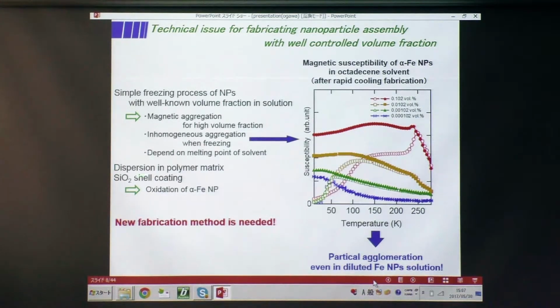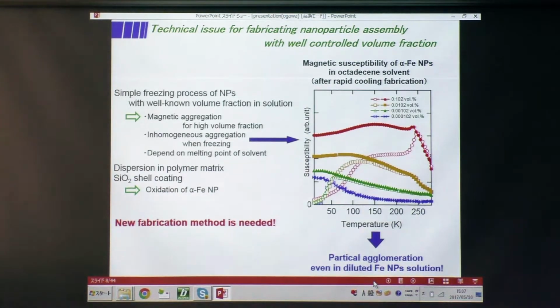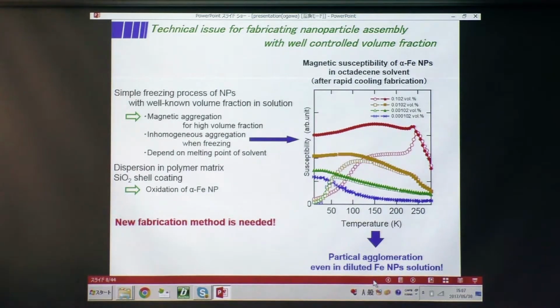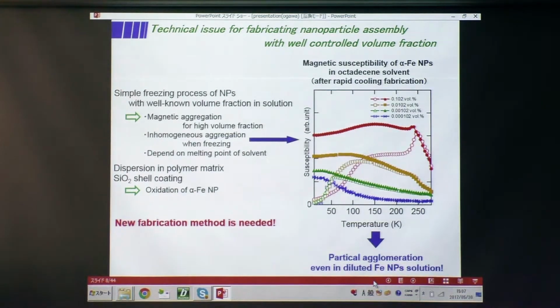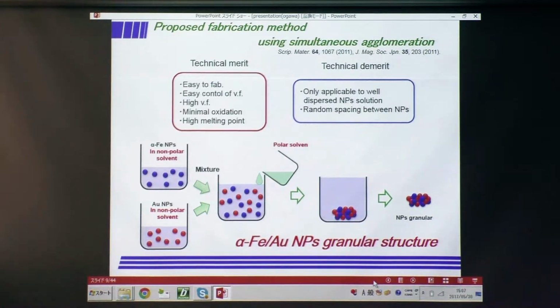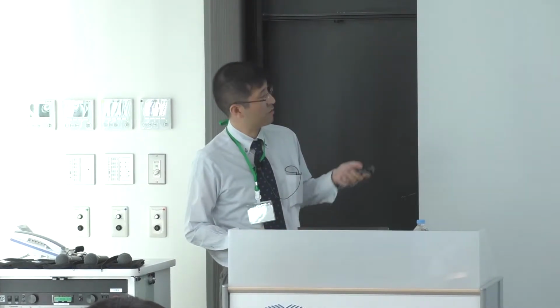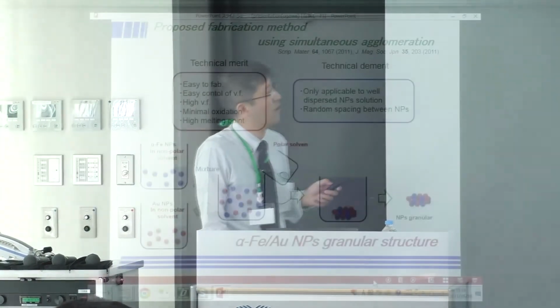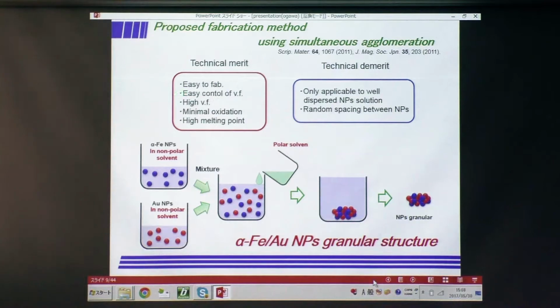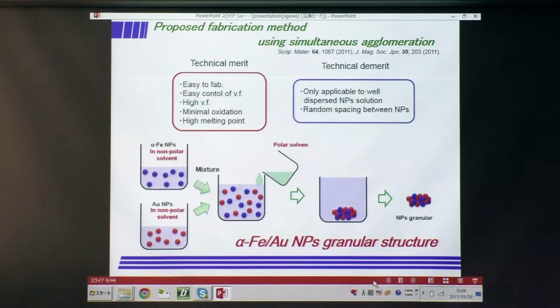And we also have another problem: dispersion in a polymer matrix. We have to apply SiO2 shell coating because of the oxidation of the surface of alpha-iron particles. So we have to propose a new fabrication method. We have proposed one of the new fabrication methods, named the simultaneous agglomeration method. This method has some technical merits: easy fabrication, easy control of volume fraction, high volume fraction, minimal oxidation, and a high melting point.